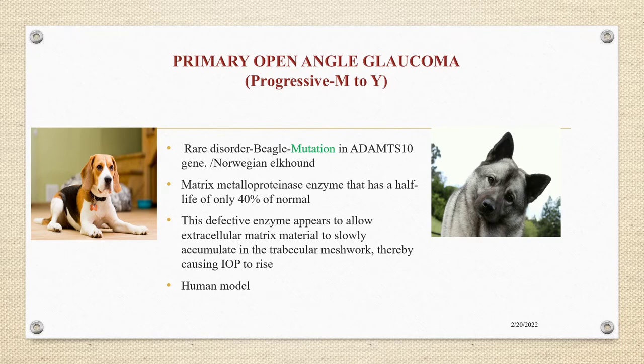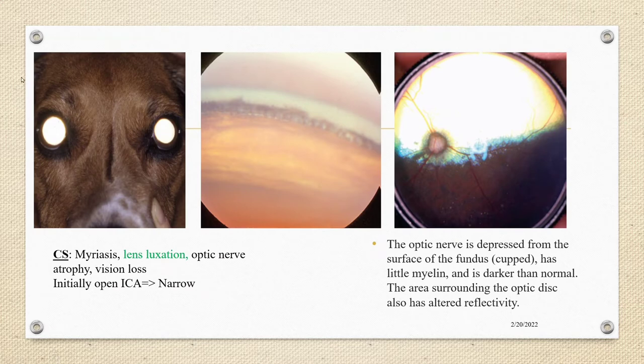Beagles are useful as a model for human primary open angle glaucoma, because in humans primary open angle glaucoma is common. Coming to the clinical signs, you can see here the dilatation of the pupil, mydriasis. You can see the lens luxation also. If you see the iridocorneal angle, you can see these white colored structures, which means the iridocorneal angle is open. And this is the fundus examination. We can see the optic nerve is depressed from the surface of the fundus. We can call it cupping of the optic disc.